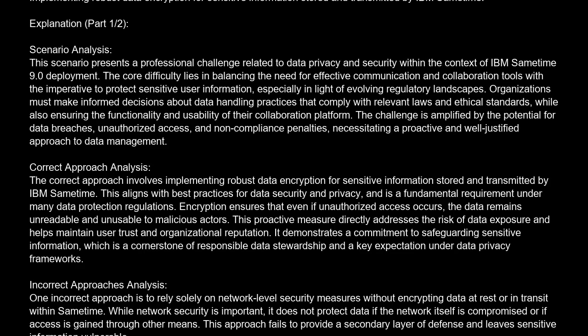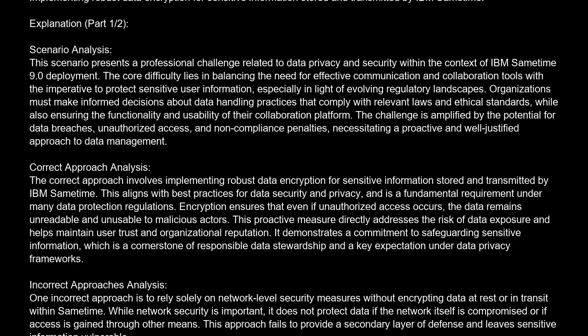Correct answer is C. Implementing robust data encryption for sensitive information stored and transmitted by IBM Sametime. Explanation. Scenario analysis. This scenario presents a professional challenge related to data privacy and security within the context of IBM Sametime 9.0 deployment. The core difficulty lies in balancing the need for effective communication and collaboration tools with the imperative to protect sensitive user information, especially in light of evolving regulatory landscapes.